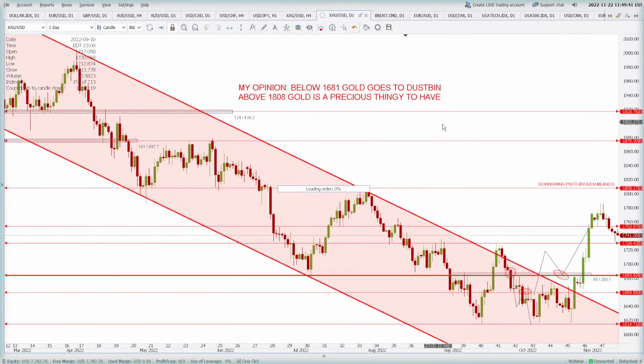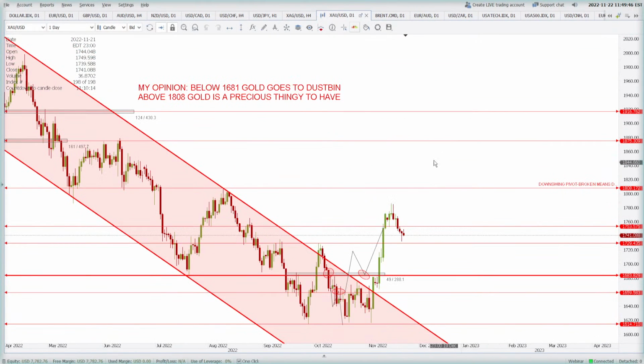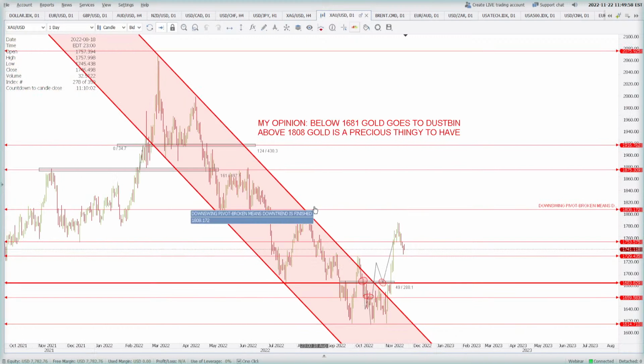Okay, talking about the gold. Now my opinion, below 1681 gold goes to dustbin. Above 1808 gold is a precious thing. Now the price is between these two areas, so I'm not actually interested in this market here. I want the price to go beyond this to make it tradable.